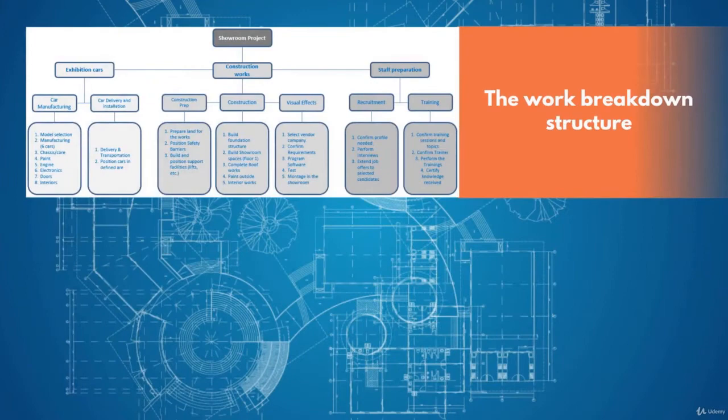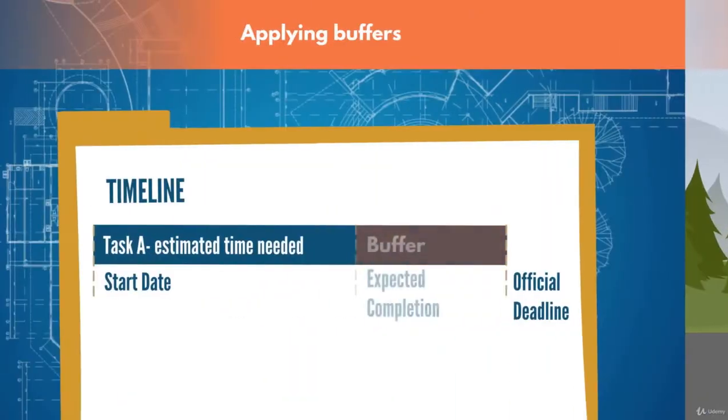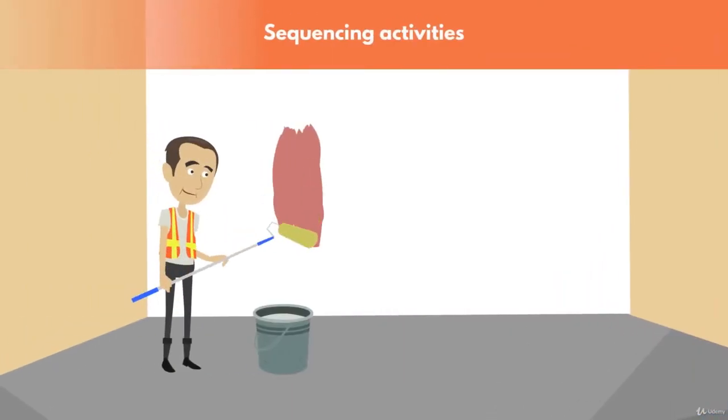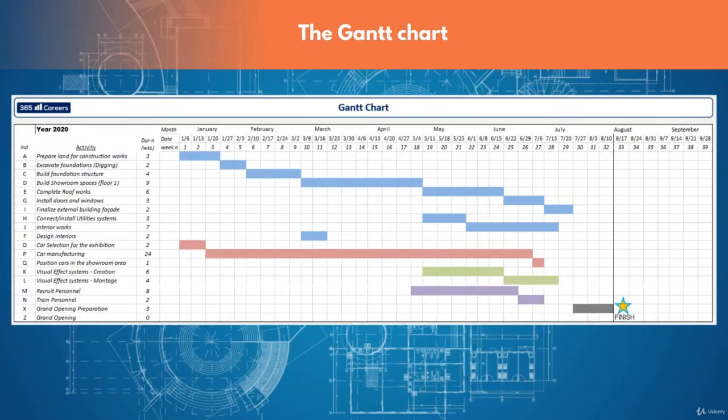Everything you've done to this point, the work breakdown structure, the activity list, estimating durations, applying buffers, sequencing activities, the critical path analysis, the Gantt chart, all have been leading to this point.